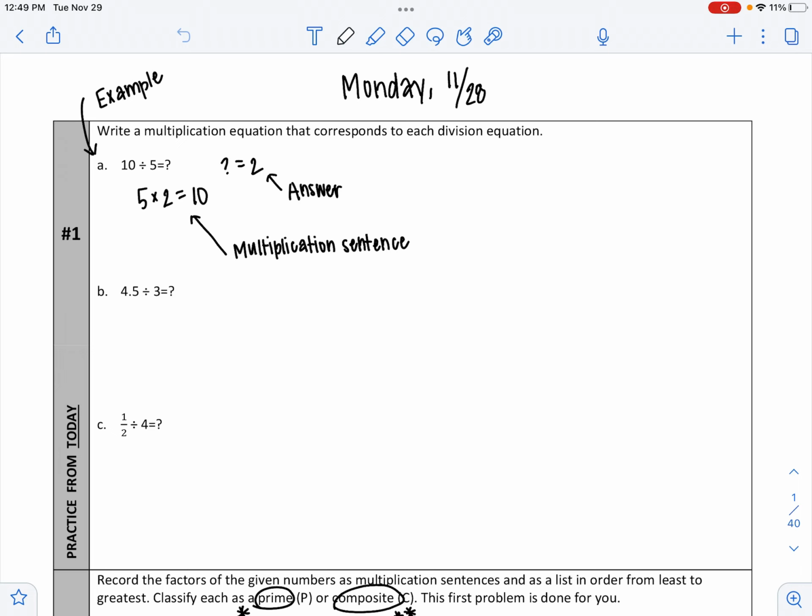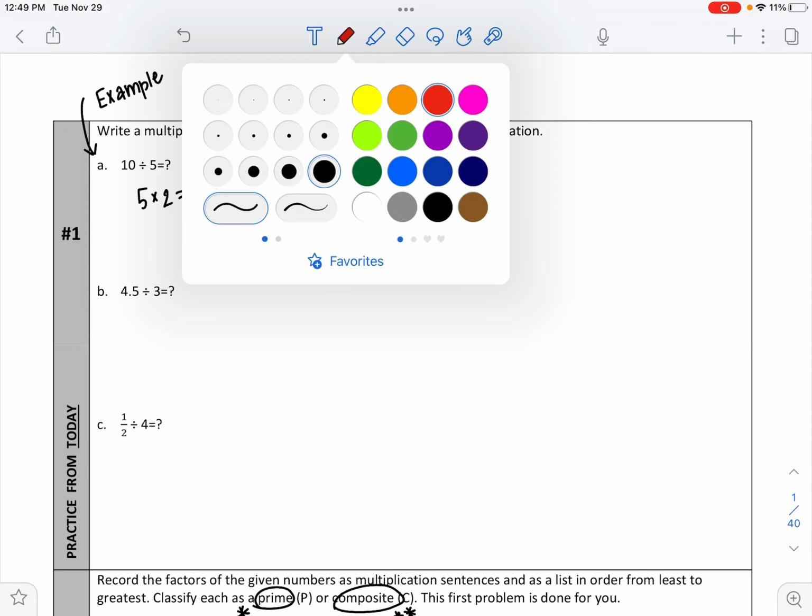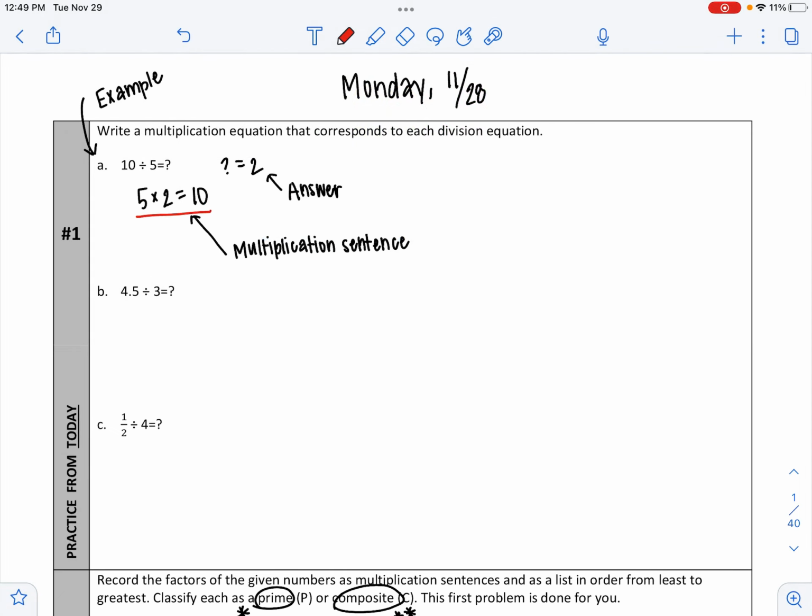You know that 10 divided by 5 is 2. The reason this is the case is because 2 groups of 5, or 5 groups of 2, create 10 in total. And so I wrote a multiplication sentence that matches this division sentence here.